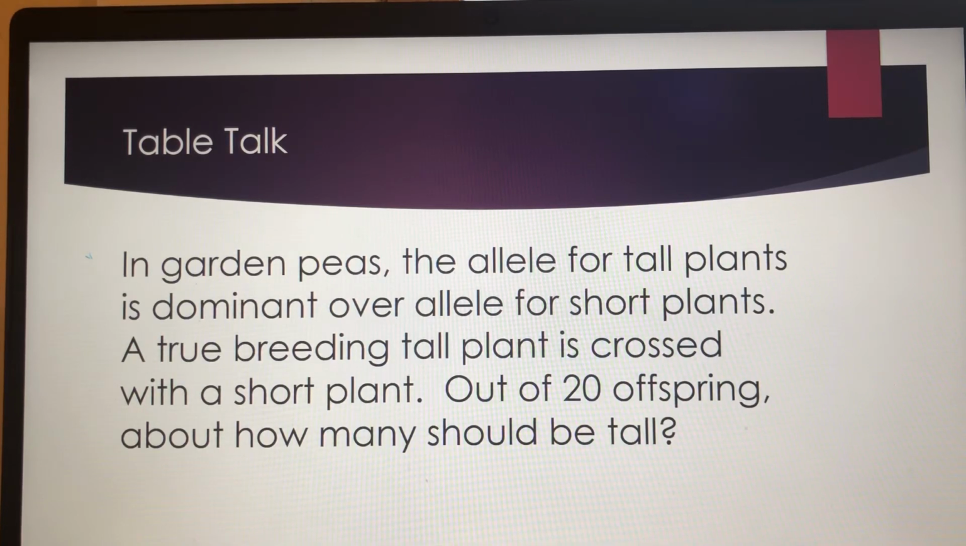Oh, actually, let me do this one too. In garden peas, the allele for tall plants is dominant over the allele for short plants. A true breeding tall plant is crossed with a short plant. Out of 20 offspring, how many should be tall? Well, let's look at some of the vocab here. True breeding means that if something is true breeding, all it can give is that allele. This is a definition we went over in one of the earlier lectures in this unit.